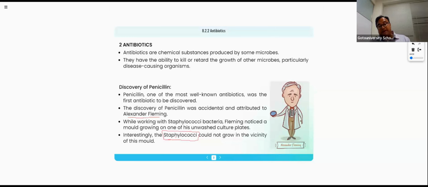But the structure was established by two other great scientists called Florey and Chain. Florey and Chain established the structure of penicillin in detail, along with the penicillin discoverer Alexander Fleming. So there is a reason why all three great scientists got the Nobel Prize because of this discovery.